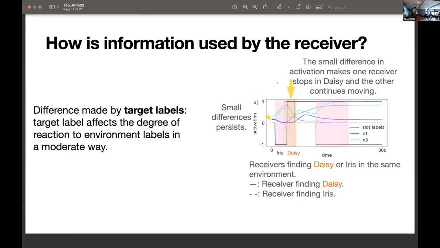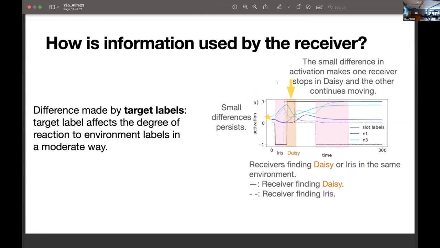And what about the target labels? We remember there's a small difference in the initial activation state, and this small difference persists over time. This is the receiver finding: the solid line is the receiver finding Daisy, and the dashed line is the receiver finding Iris.